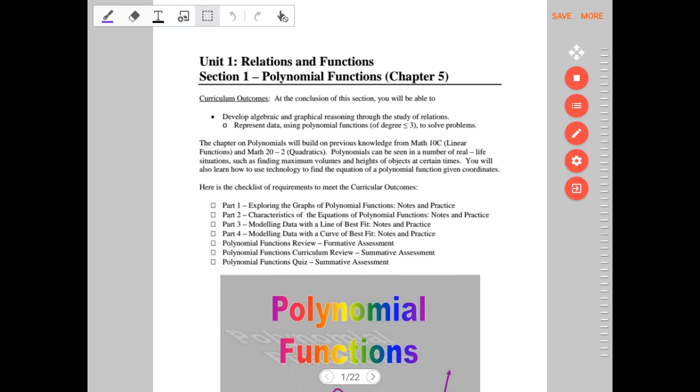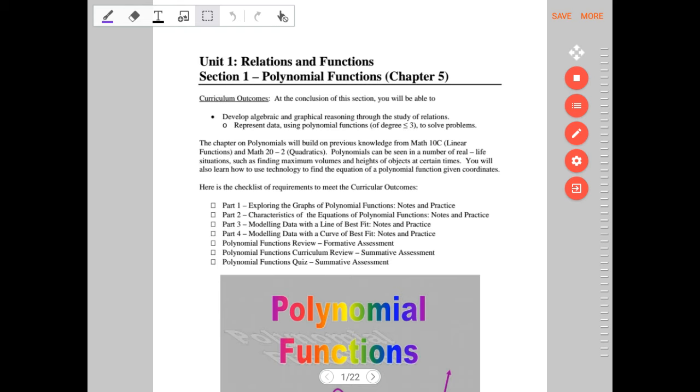Here's a checklist of requirements to meet the curricular outcomes. Part 1. Exploring the graphs of polynomial functions, notes and practice. Part 2. Characteristics of equations of polynomial functions. Again, with notes and practice from your textbook. Part 3. Modeling data with a line of best fit. And Part 4. Modeling data with a curve of best fit when things just don't line up.